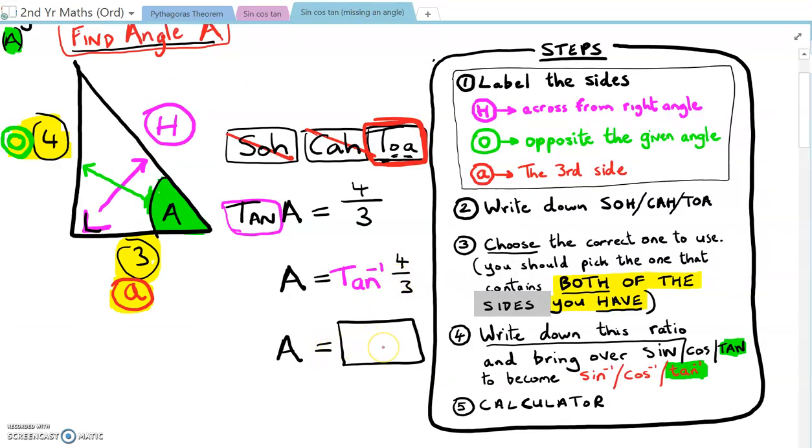Press the equals and see what you get. And that'll be the answer. Let's try another one.